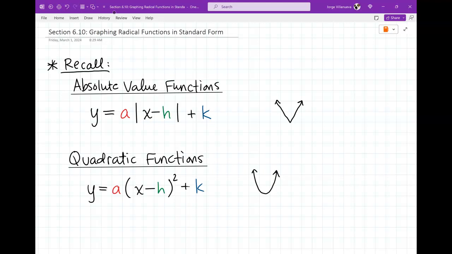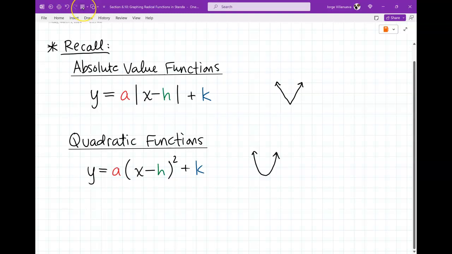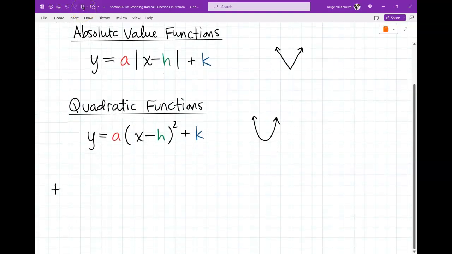HK was my vertex for both of them. You guys remember that? HK was my vertex. So it would tell me for the absolute value where the pointy part was, right? And for the quadratic, it would tell me where the lowest point was, right? The bottom of the graph or maybe the top of it, depending on how it looked. All right, so A was my amplitude and HK was my vertex. Okay? So, how am I going to put this together with what we're doing today? So let me kind of put that right here.